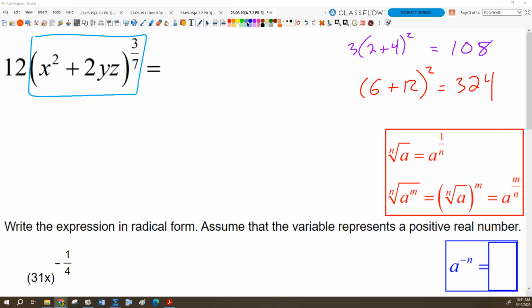What's the 3/7 part? Well, okay, so if I've got something to the 3/7, what's the bottom part of that fractional exponent telling me? So I know I'm going to write that blue part as a radical, right? I know it's going to end up being a radical. I guess I want to know what number is going there. 7, exactly. Okay, and then what's the 3 doing?